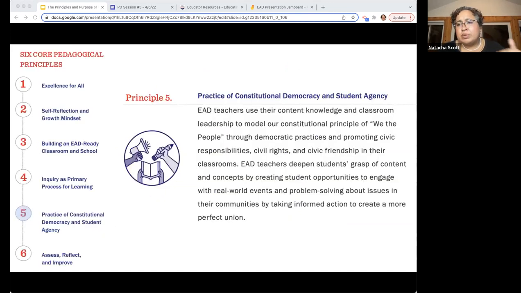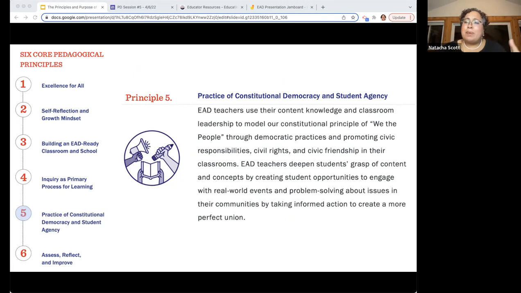Now, one core principle that I do want to bring to the surface before I formally introduce Jason is core principle number 5. And when we think about core principle number 5 and those practices of constitutional democracy and student agency, thinking about how are we getting experiences in and beyond the classroom, how are we making sure that the learning is active learning, there's student collaboration, there's student reflection.